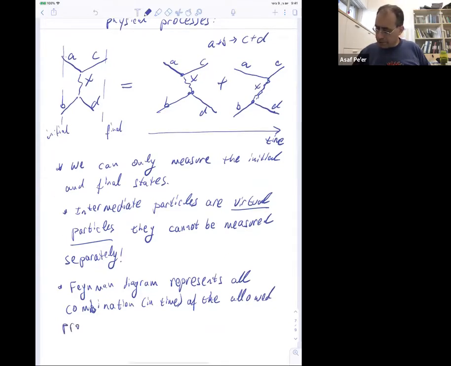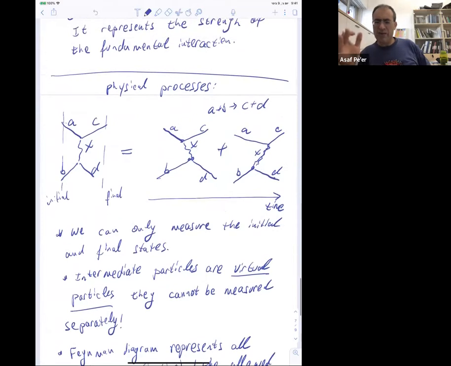Now, because of this feature, we don't really care about the exact angle that we're putting the X particle, because it's understood that it represents all the temporal combinations that there can be. Okay.